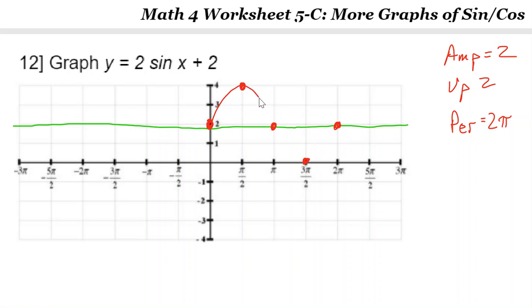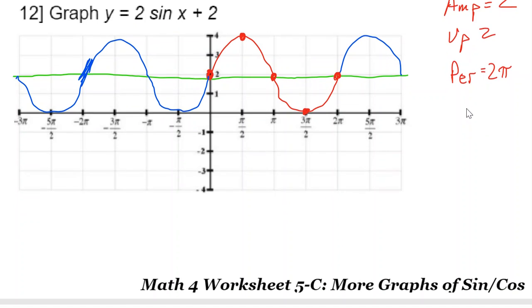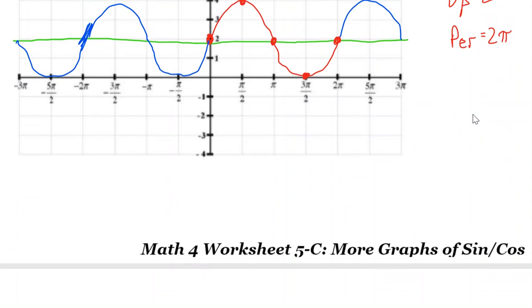So up and down. And that is our 5 points. And then we're going to go up, down over here, and up, and down over here. That is it for the worksheet.